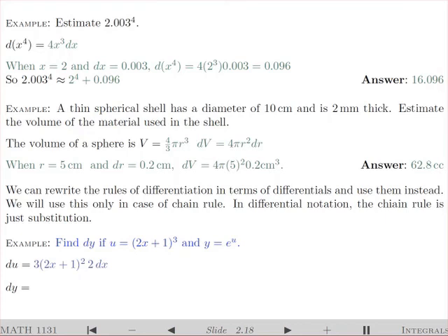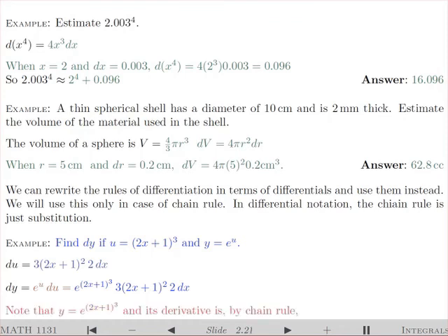y is e to the u, so dy is e to the u du. If I substitute (2x plus 1) to the power 3 for u, and the differential we just found for du, we get e to the power (2x plus 1) to the power 3, times the quantity 3 times (2x plus 1) to the power 2 times 2 dx, for dy. Now, if I had written y in terms of x, y would be e to the power (2x plus 1) to the power 3.